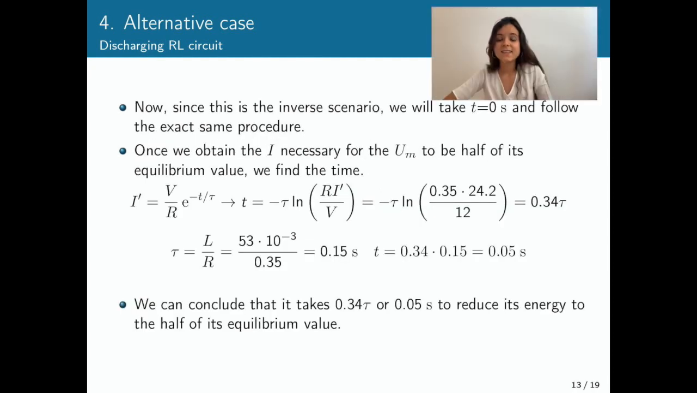Now, since this is the inverse scenario, we will take time equals 0 and follow the exact same procedure. We can find the number of time constants that must pass for the energy stored in the magnetic field to reach half of its equilibrium value, which is 0.35 tau. And we can also find tau and the time and conclude that it takes 0.5 seconds to reduce its energy to half of its equilibrium value.